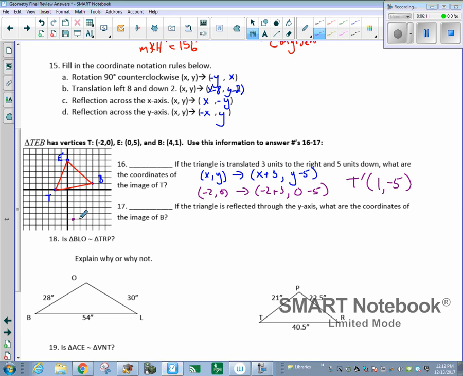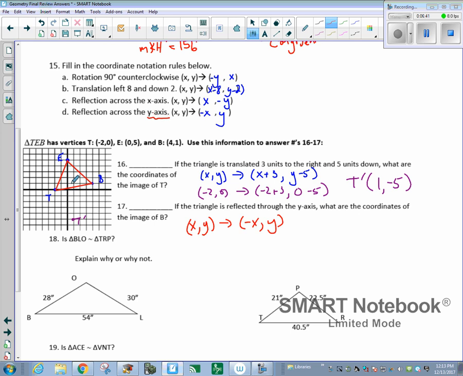This guy would be T prime, which is the ordered pair that I calculated over there. All right, the next one: if the triangle is reflected across the y-axis, what are the coordinates of B? So remember, if we're reflecting across the y-axis, we talked about that up here. If we had the ordered pair (x, y) and I'm reflecting across the y-axis, the rule says (-x, y).